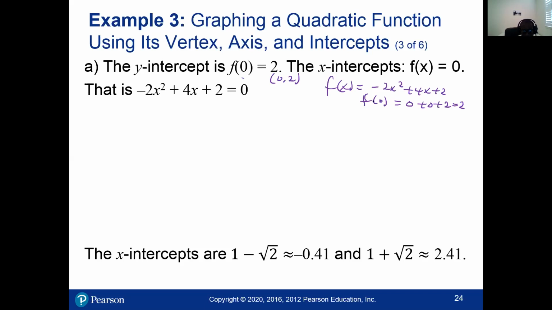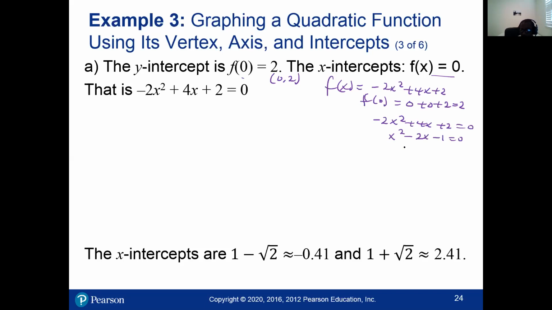Then what are the x-intercepts? That's when we set this to 0. There are a couple of ways we can do this. We can try to factor this, or we use the quadratic formula. If I want to factor this, you cannot factor this easily. You have minus 2x squared plus 4x plus 2. If you set this to 0, it's the same as dividing through by negative 2, and that gives me x squared minus 2x minus 1 equals 0.